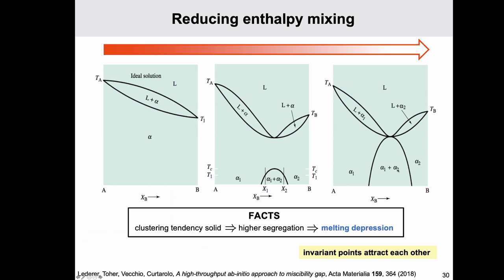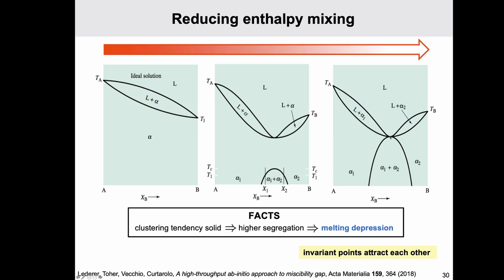I can play this hate between A and B. They hate each other more. Eventually, these things go up, these things go down, and until they touch each other, this actually is the formation of the eutectoid phase diagrams. This is actually the eutectoid phase diagrams. So we understand that when this line goes up, this line goes down, and therefore the melting point goes down.